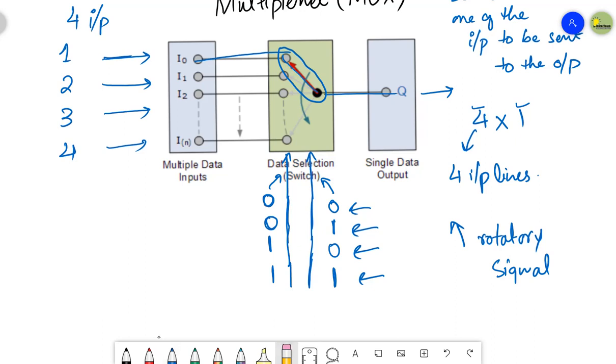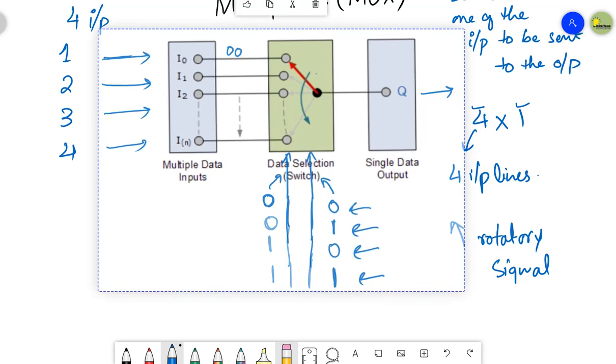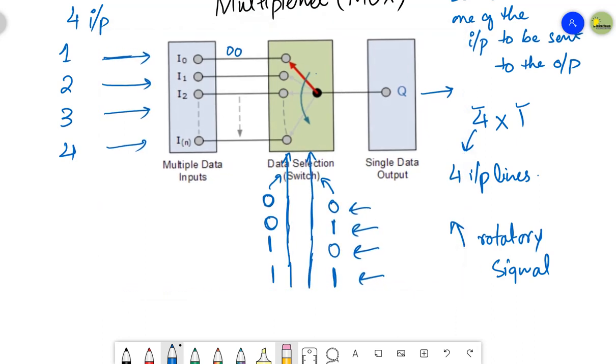And if the input that is sent is 0, 1, let me write over here. If the control line sends 0, 0, then the rotary arrow will be set to I0 and the input I0 will be sent to the output. If the control signal sends 0, 1, then the rotary arrow will be set over here instead of this, right? And then the input I1 will be sent to the output.